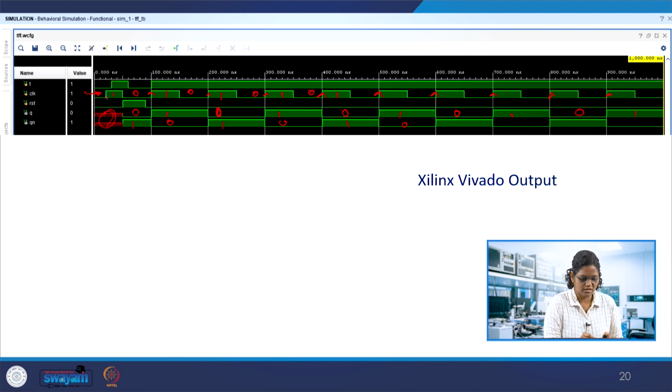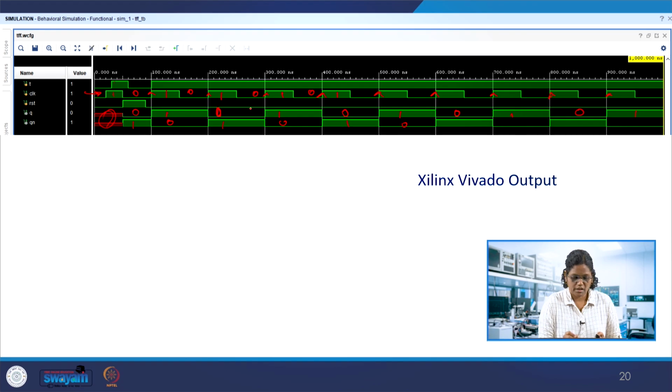Though the reset is 0 and the clock is 1, it doesn't take the global reset during the global initialization. So the clock is started over here and then reset is made, and at the clock edge it behaves like a T flip-flop. The T flip-flop complements, or toggles, the Q. So when T is 1, the previous state of Q is getting complemented.